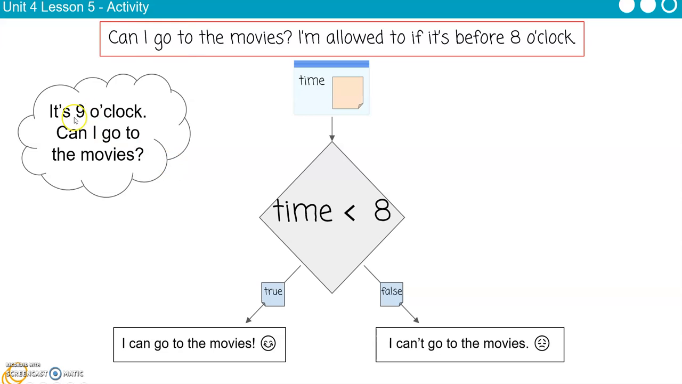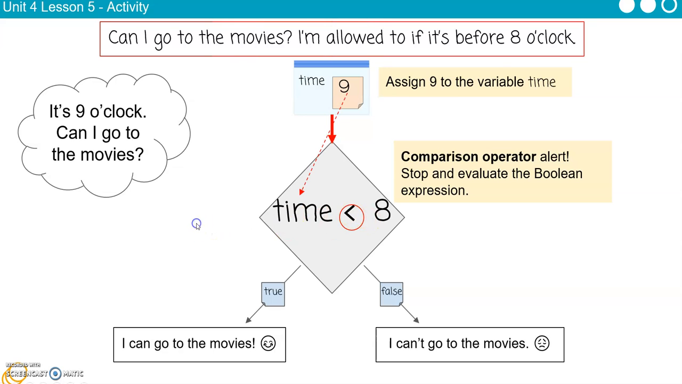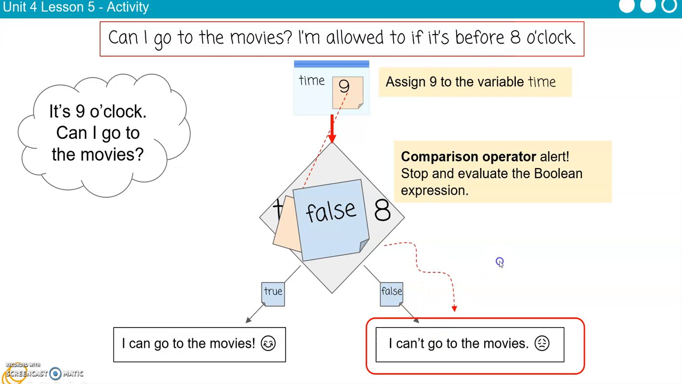Okay, so it's 9 o'clock. You plug the number in, then we make the evaluation. Is 9 less than 8? That's going to be false. So we end up going over here, and you unfortunately can't go to the movies.